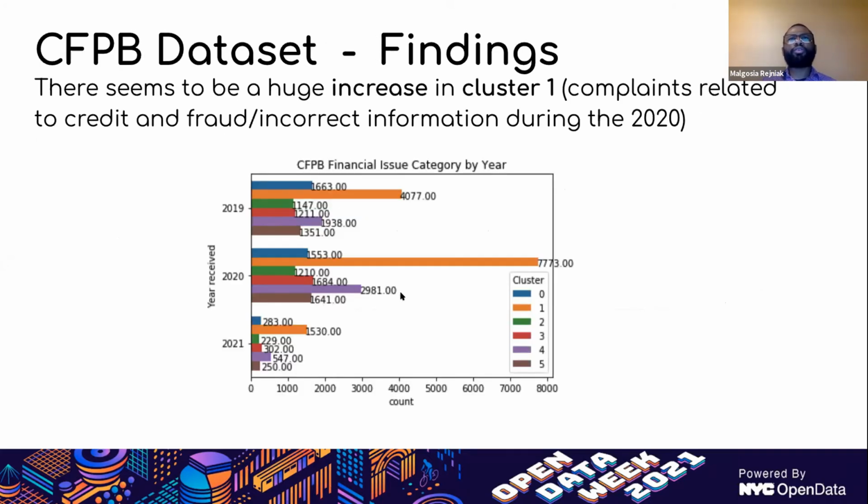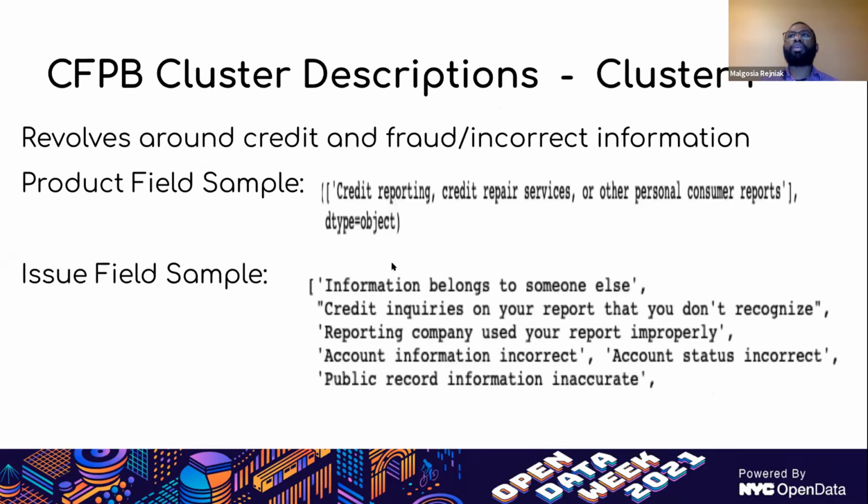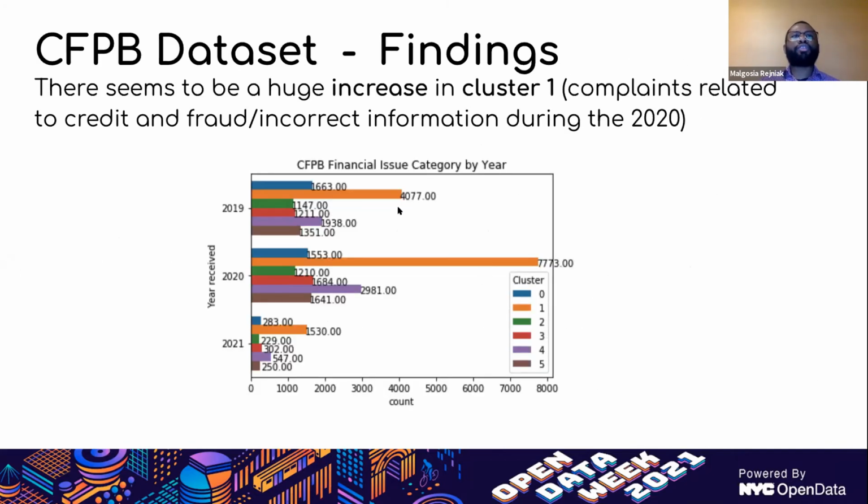And so what we found super interesting is that there seems to be a huge increase in cluster 1. And if you don't remember, cluster 1 is the issue regarding just credit and fraud/incorrect information. This spiked in 2020. Also note that 2021 is low. We're only partway through the year, so we really can't effectively compare that to the total counts for 2019 or 2020. This was super interesting in terms of the amount of themes around credit and fraud/incorrect information that seemed to have skyrocketed during the pandemic.